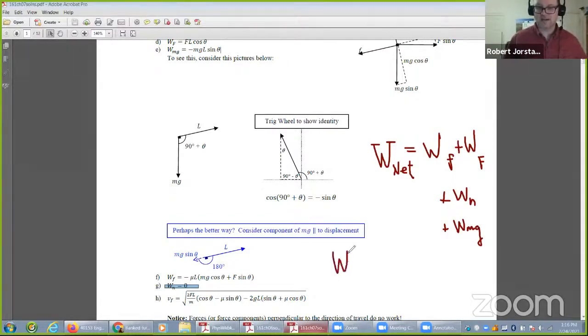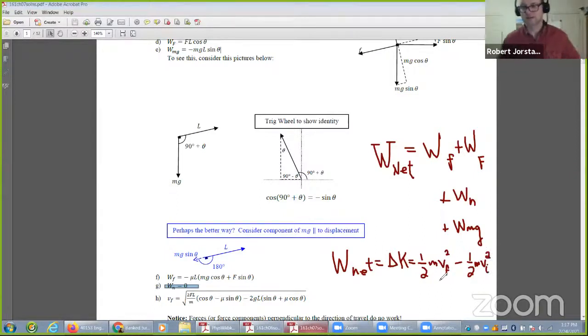Well, I know that work net is equal to the change in kinetic energy. The change in kinetic energy, by definition, is 1/2 m v final squared minus 1/2 m v initial squared, because the definition of kinetic energy was 1/2 m v squared.